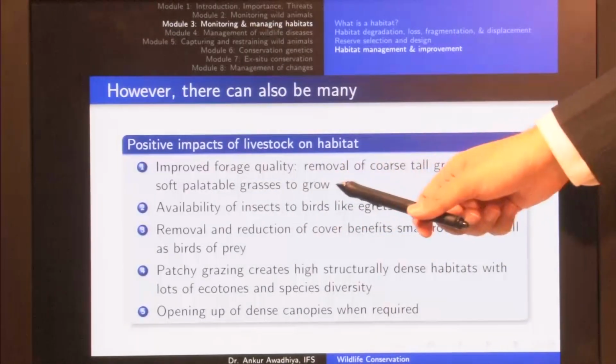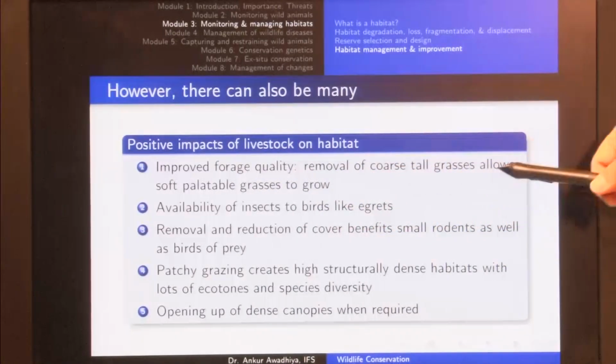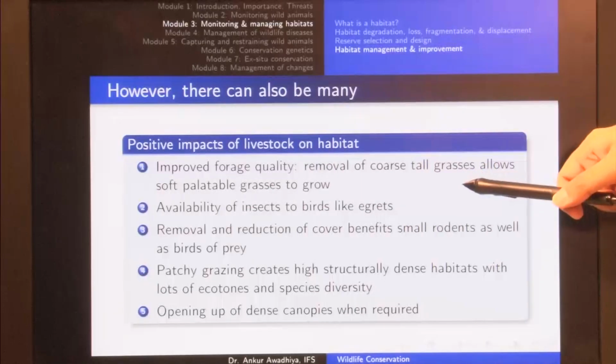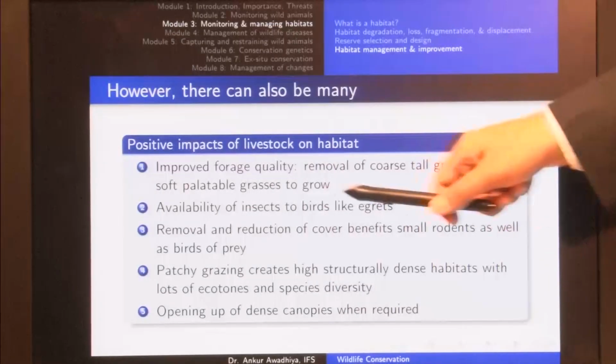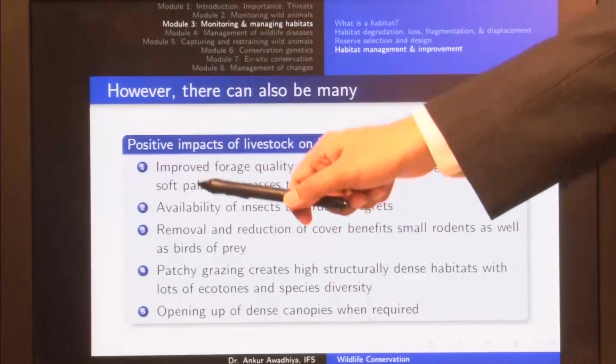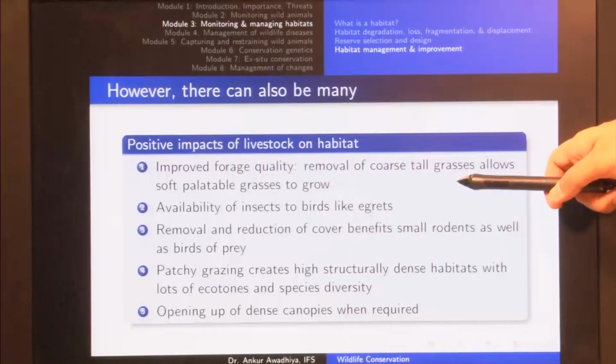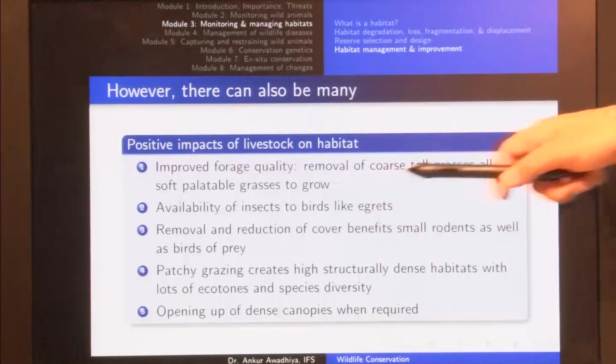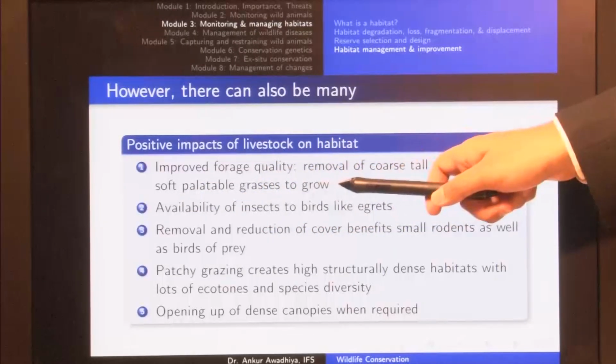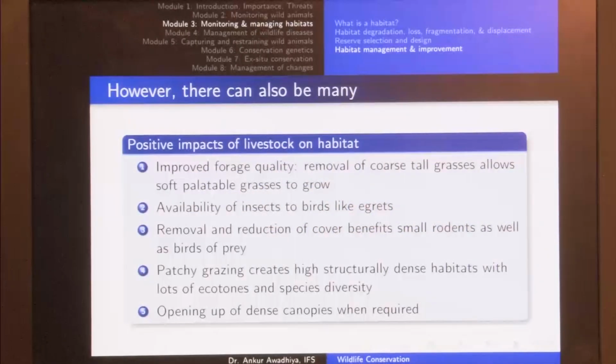One is improved forage quality, because if you feed your livestock with coarse grasses, then it may also lead to the development and growth of soft palatable species of grasses, or at least some new shoots of grasses that are soft and palatable. But this would only happen when you make your livestock feed on the coarse and tall grasses. If you make your livestock feed on the soft and palatable grasses, then you would have even less fodder available for the wildlife.